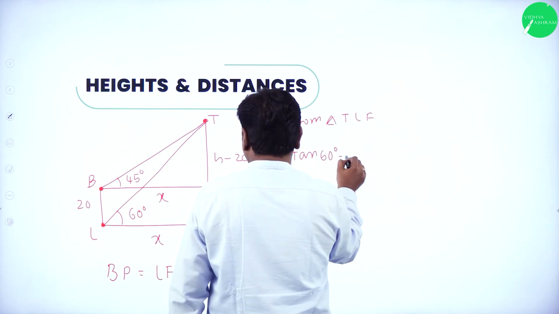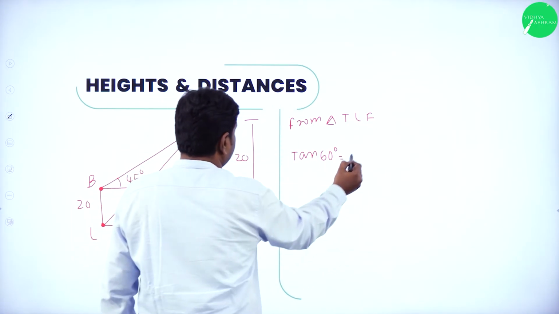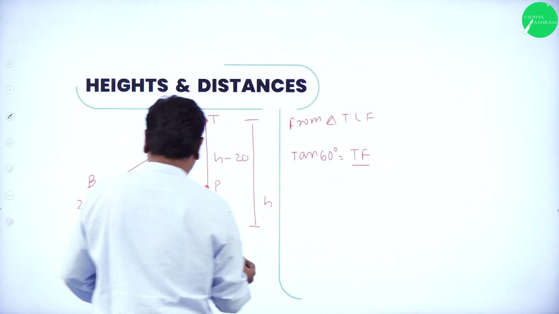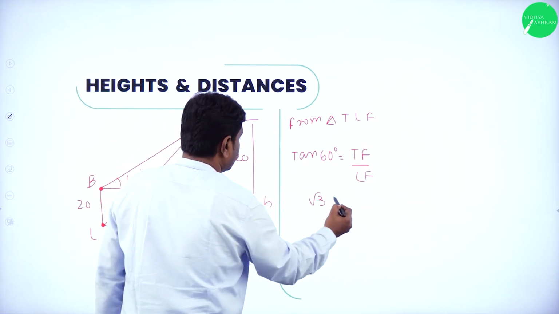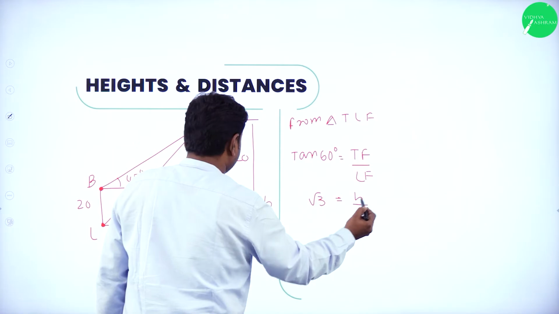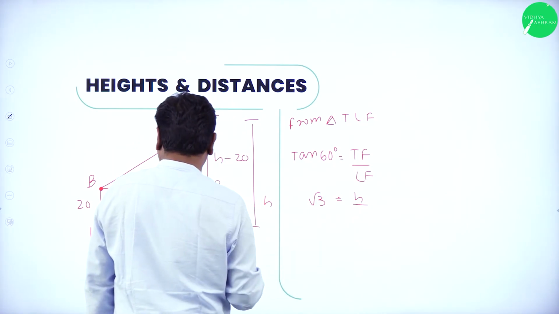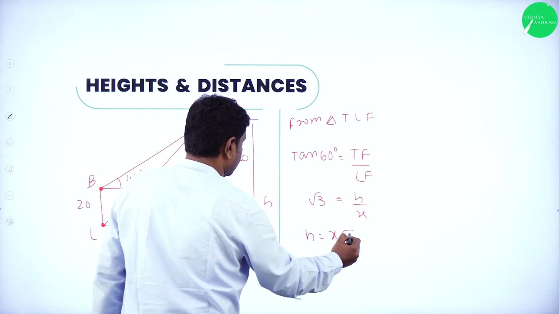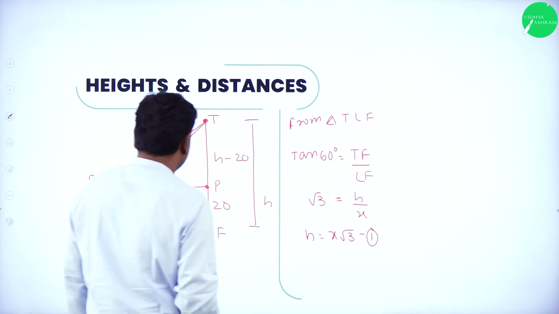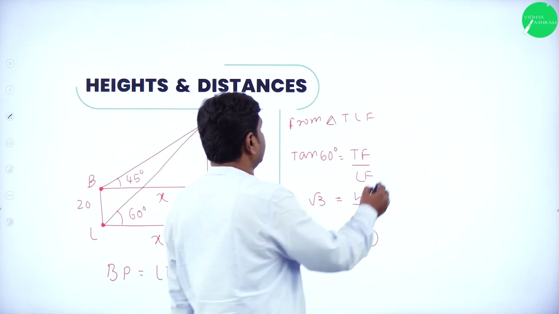What is tan theta? Opposite side divided by base. Opposite is TF, and the base is LF. All of you know tan 60 is root 3, and TF is the height of the tower, LF is x. So h is x root 3. Call it equation 1.